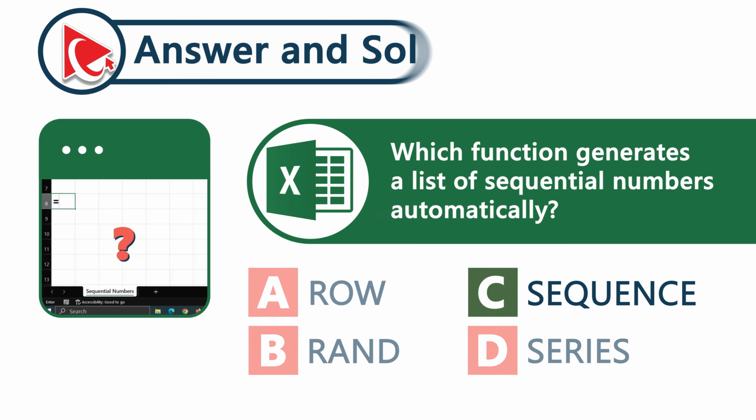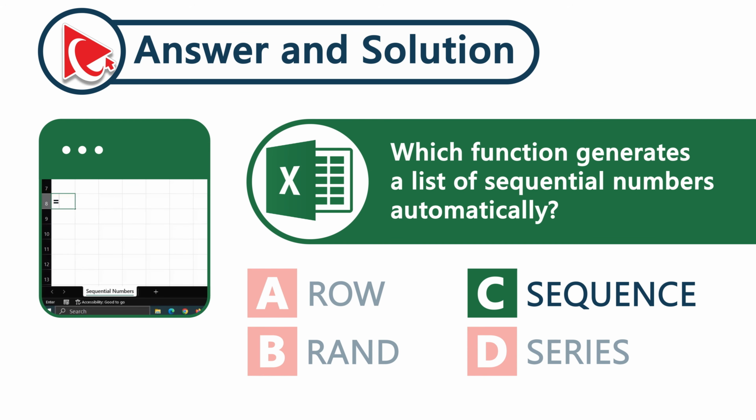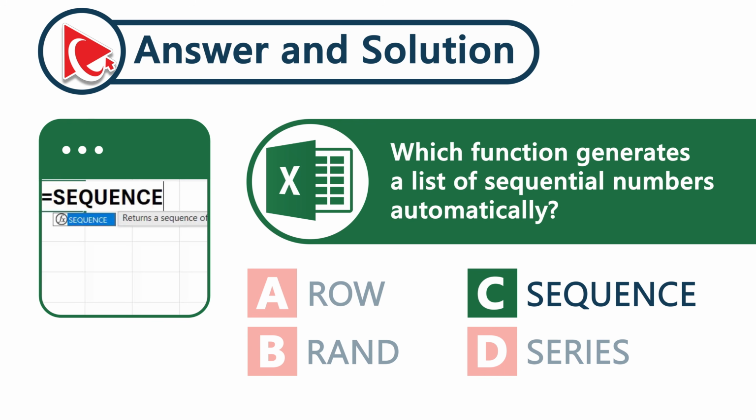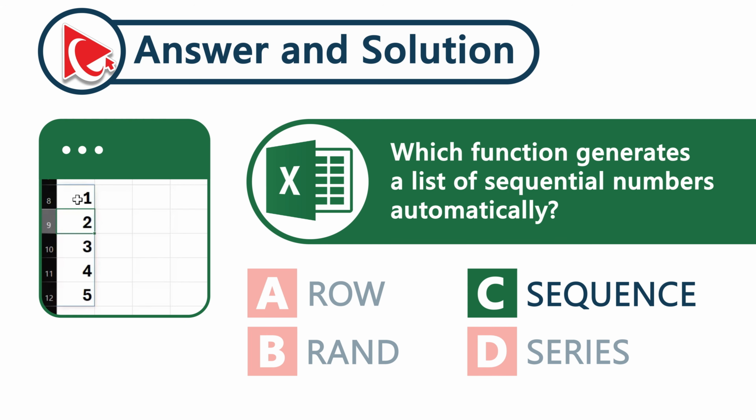The correct answer is choice C, sequence, and this is how you use it. In the empty cell, we need to type sequence, and then in parentheses, add the number of sequential numbers that we need to generate. For example, I'm trying to generate 5 numbers, and you see they have been generated in the rows 8 through 12.